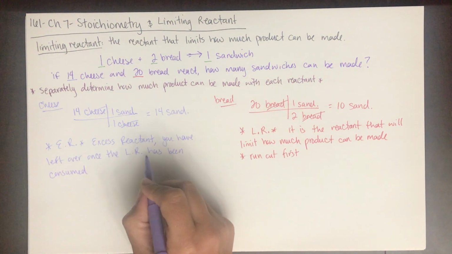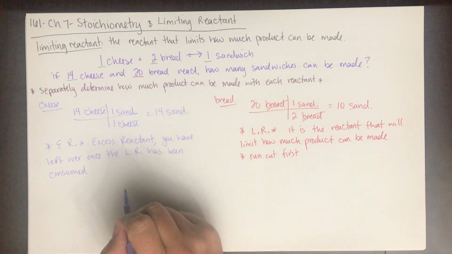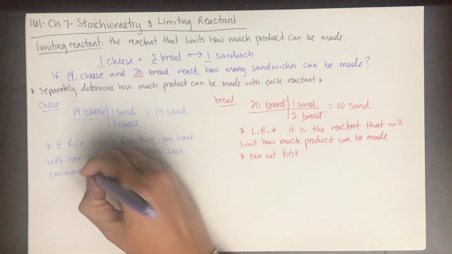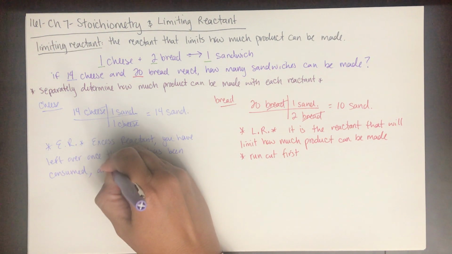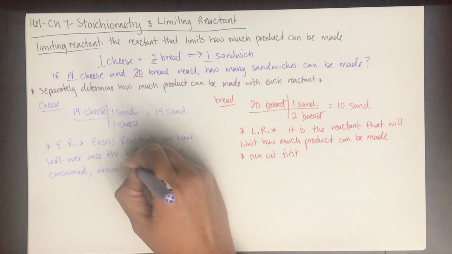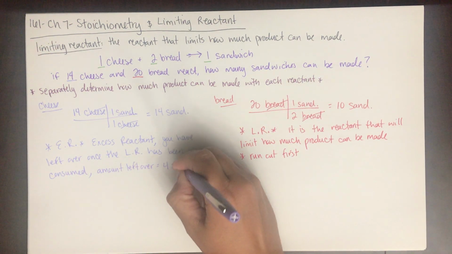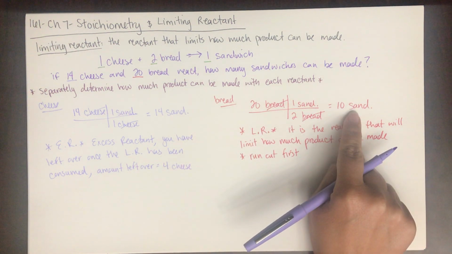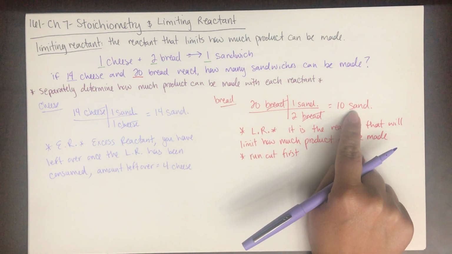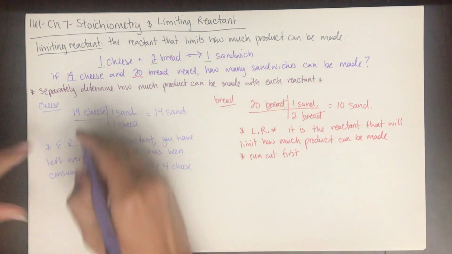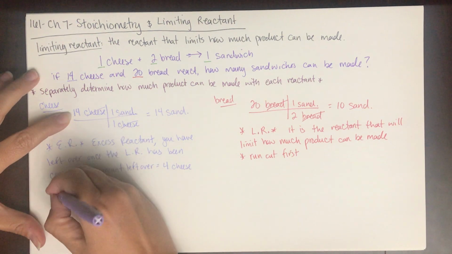So the excess reactant, how much extra, this is the excess reactant, and the amount left over is 4 pieces of cheese. Because I can only make 10 sandwiches. That's all the limiting reactant will allow.